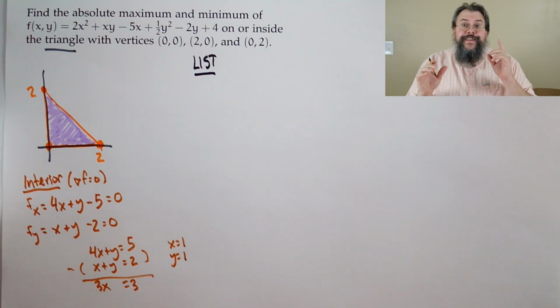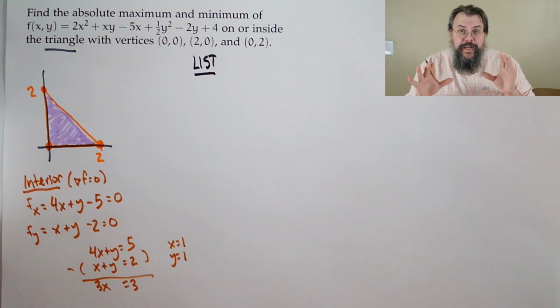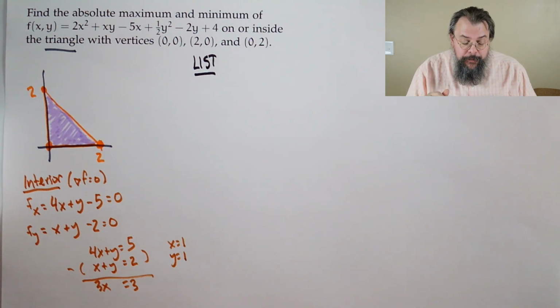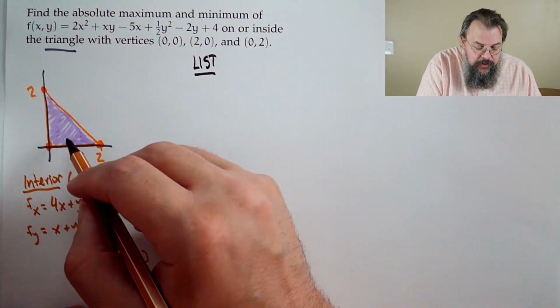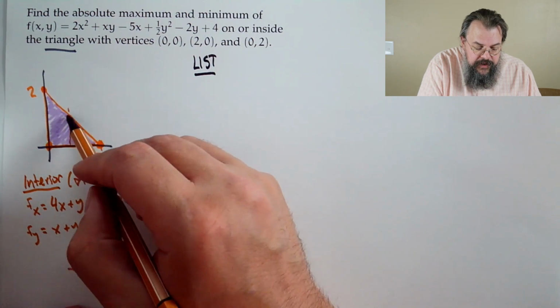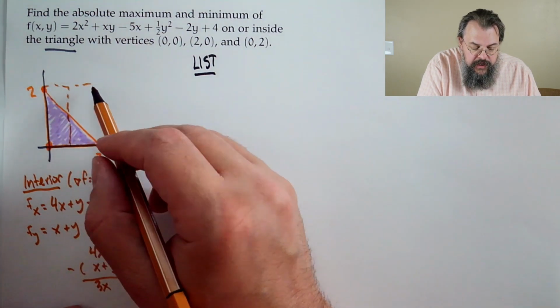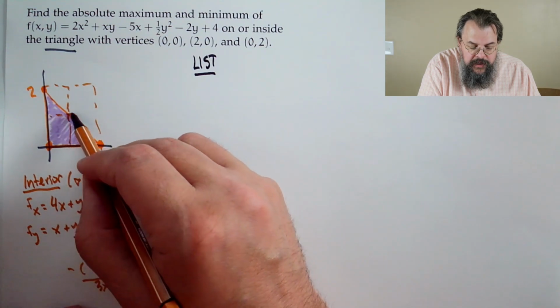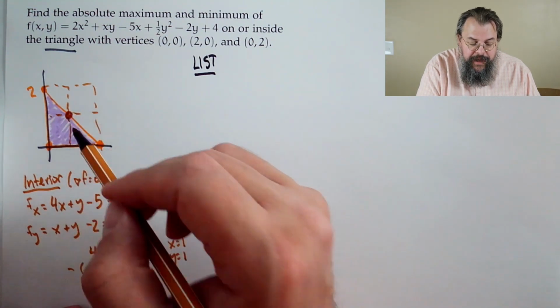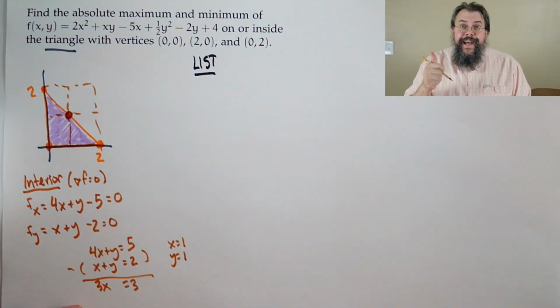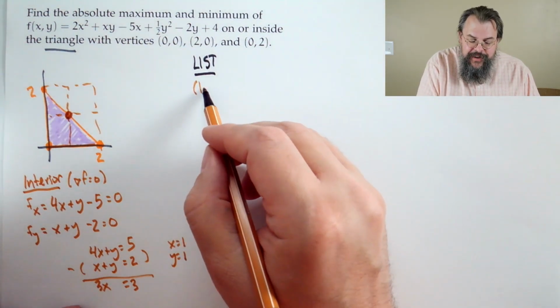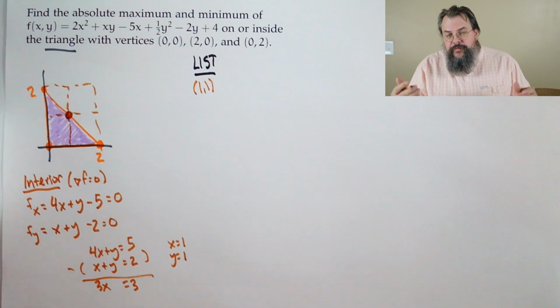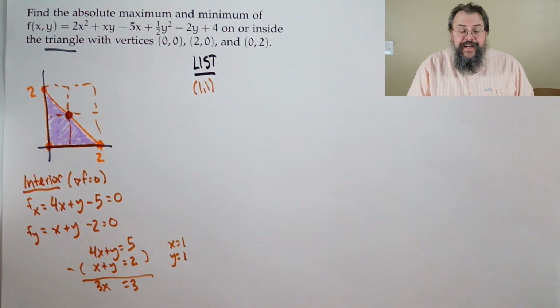Now, does that get into our set? Let's be careful. Where is (1, 1)? If you put grid lines here, what you'll see is that the point (1, 1) is actually on the boundary. So it's definitely going to be in our set. We'll throw it in.